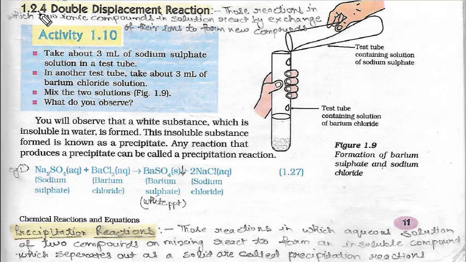Our next type of chemical reaction is double displacement reaction. Now what are double displacement reactions? Those reactions in which two ionic compounds in solution react by exchange of their ions to form new compounds. See here, they are saying two ionic compounds. Our first ionic compound is AB and second ionic compound is CD. Always the first one is positive, second one is negative. Here this is positive, this is negative.